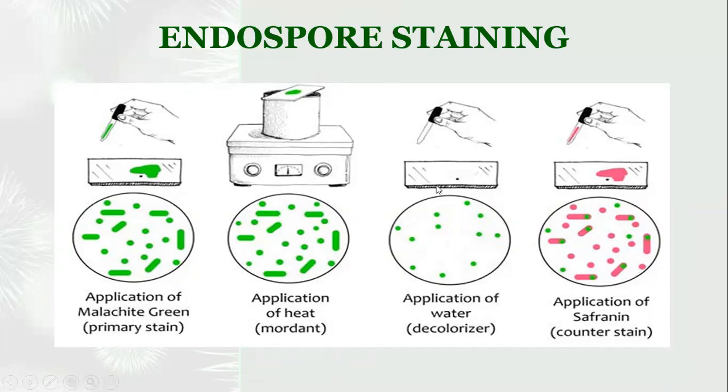Then it is washed with water, or decolorized. The non-endospore forming bacteria will lose the primary stain malachite green, whereas endospore forming bacteria retain the primary stain. After decolorizing with water, the smear is treated with the counter stain safranin. Here the endospore forming bacteria will not take up the secondary stain because they are already stained with malachite green, and they appear green. Non-endospore forming bacteria appear pink.